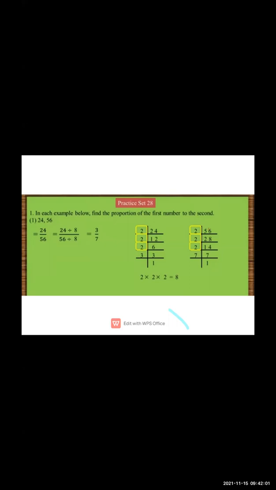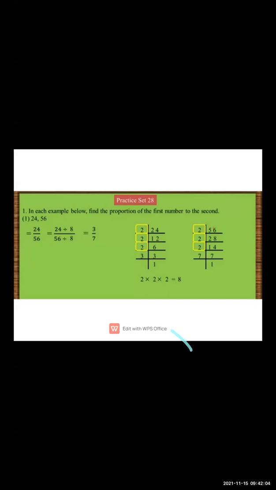So first we will change it into a fraction, that is 24 upon 56. Here we have to find the number by which we can divide it. So how will we find the number? By the prime factorization method. How? See here. I have done it above, but if I do it in front of you, you will come to know.